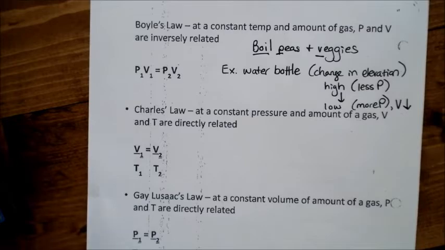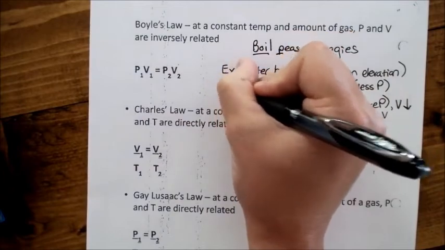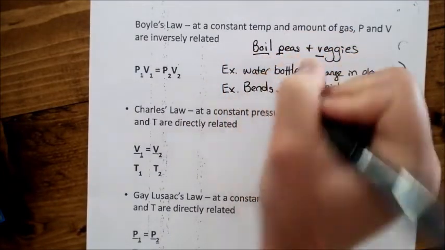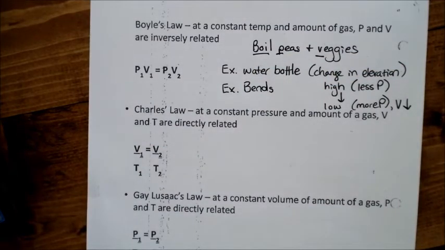The second example, I'm not going to go into a lot of detail here because this is actually something you're going to research next week. But a sickness known as the bends, this is scuba diver sickness. This is also a result of this relationship between volume and pressure.